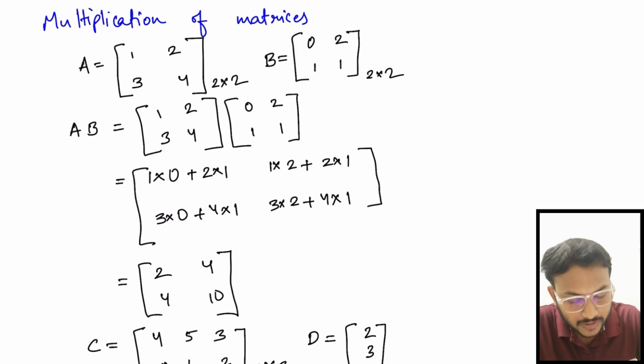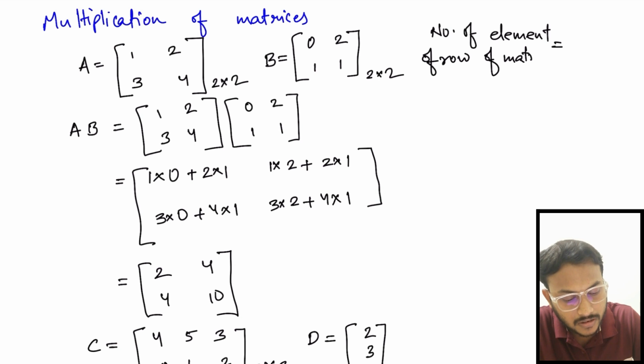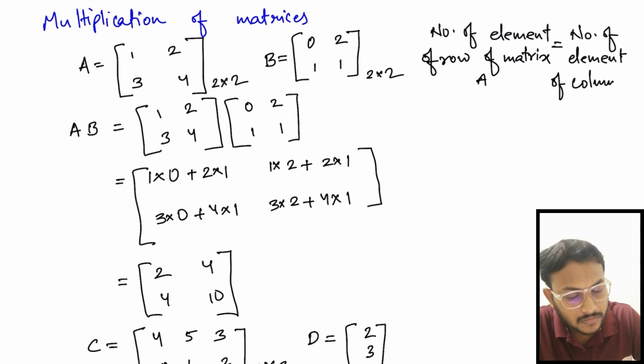Okay, so I can write: number of elements of row of matrix A should be equal to number of elements of column of matrix B.